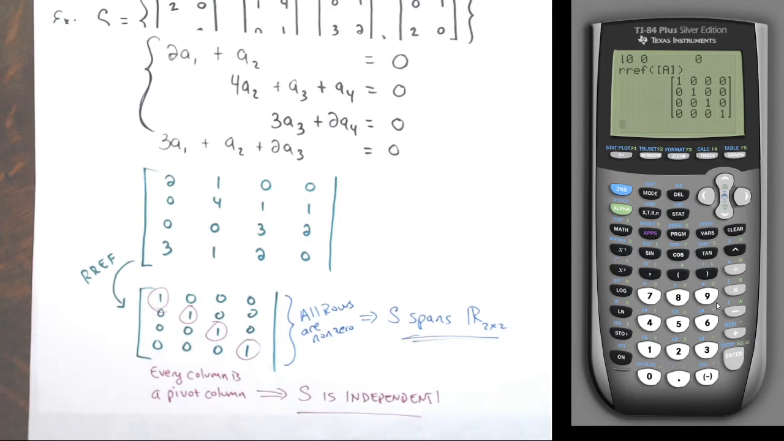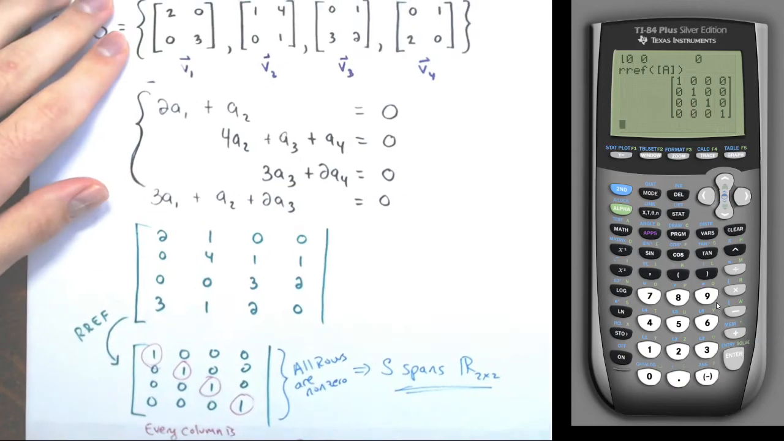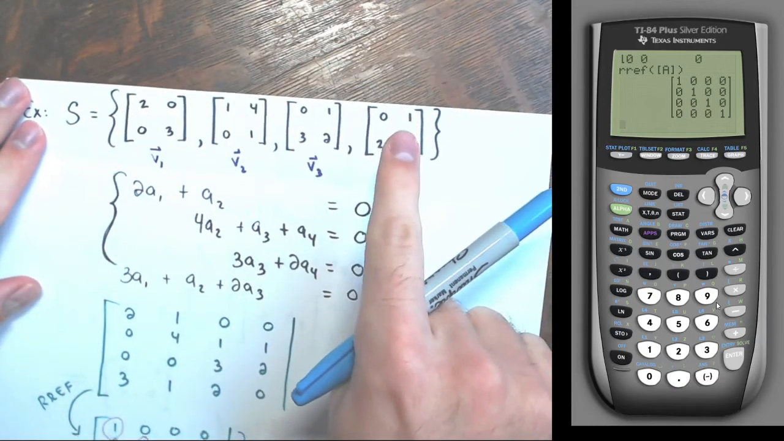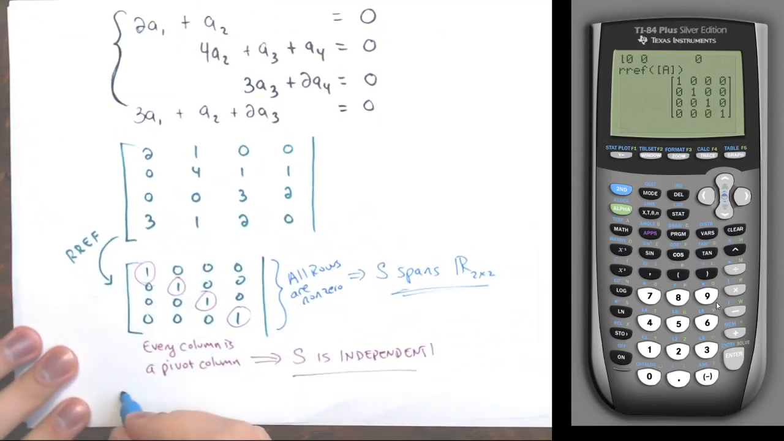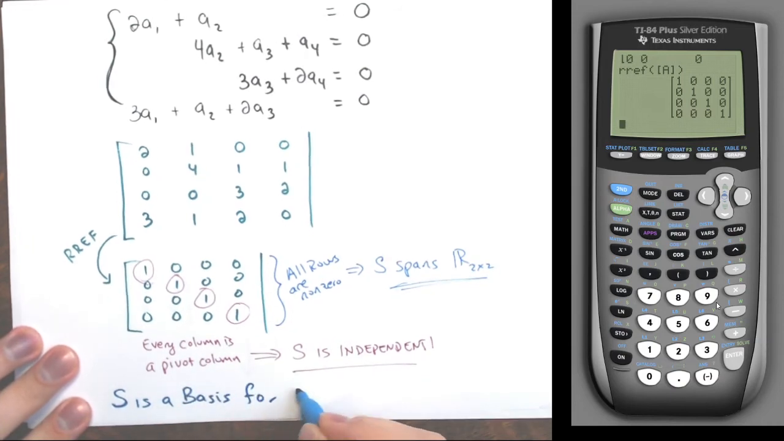Whether you're checking for spanning or independence, you get the same coefficient matrix. Set up the system, put it in reduced row echelon form, and these are the things you're looking out for, to see if the set spans the vector space, or if the set is independent. So indeed, this set of vectors, these four matrices, form a basis. So S is a basis for that set of 2 by 2 matrices.